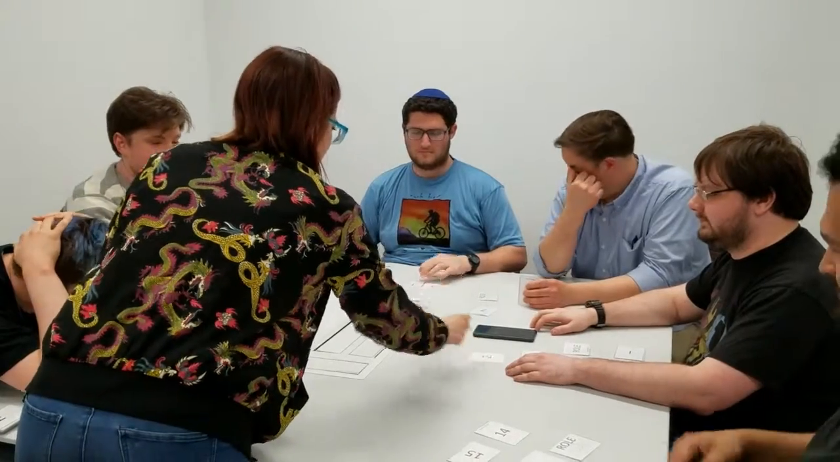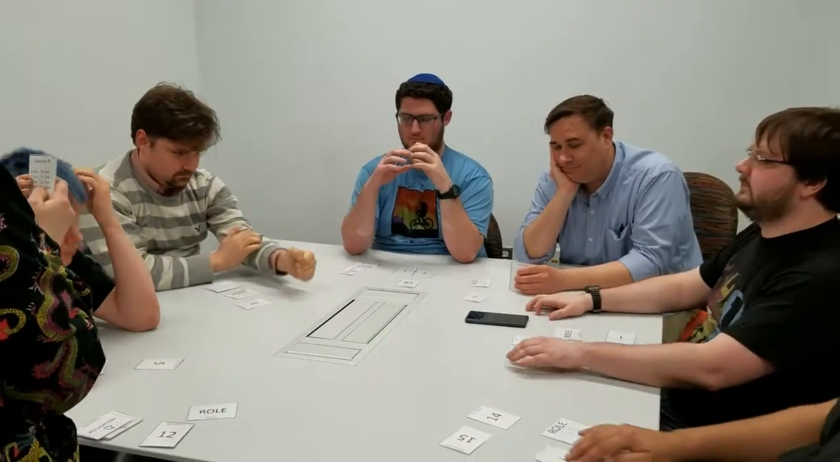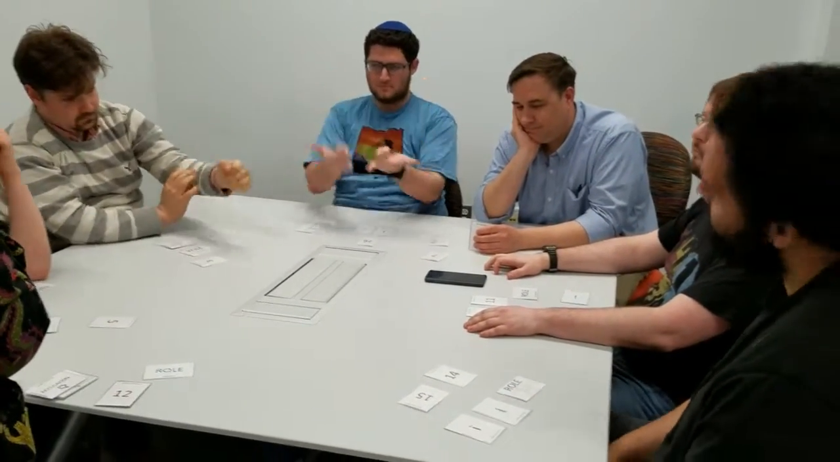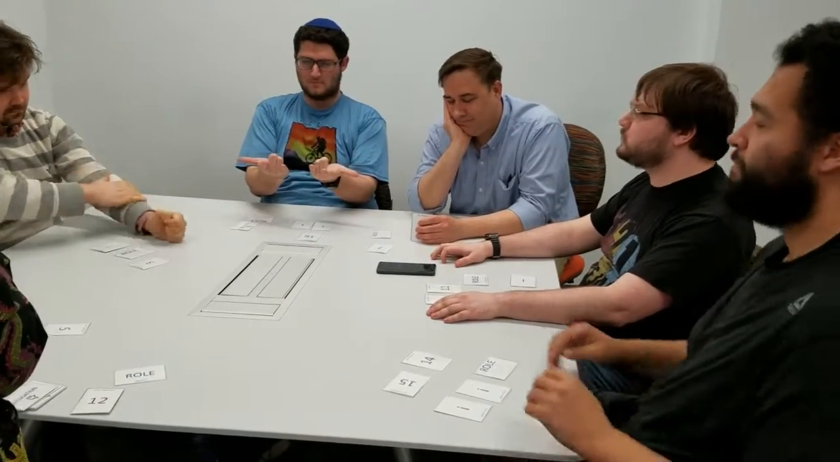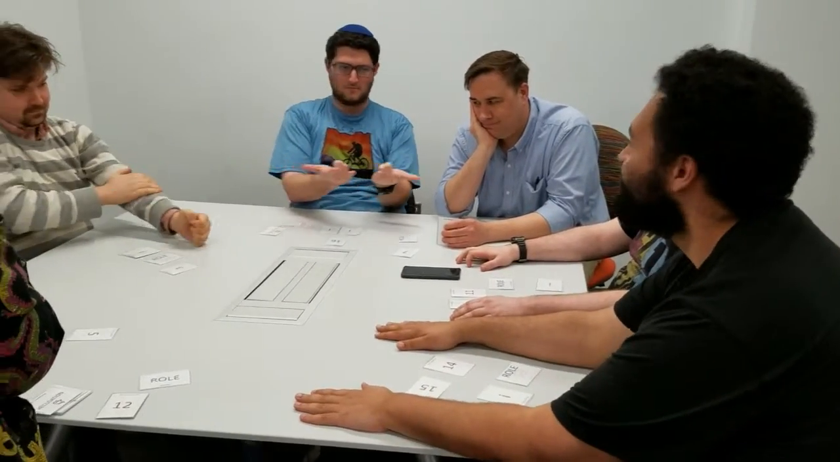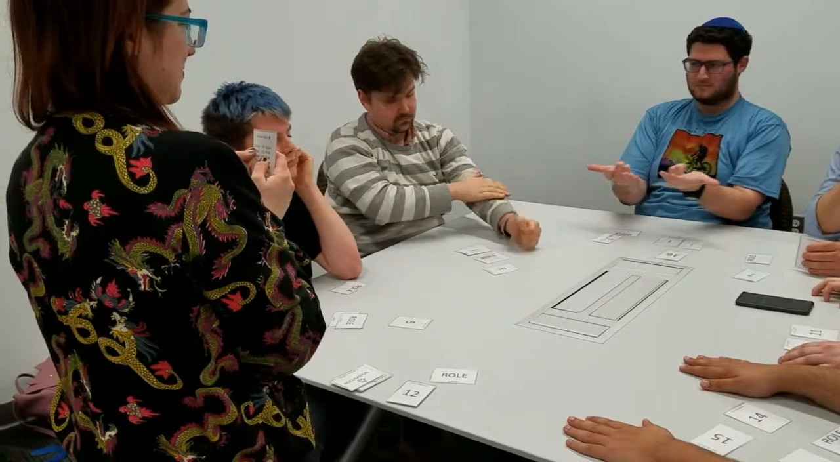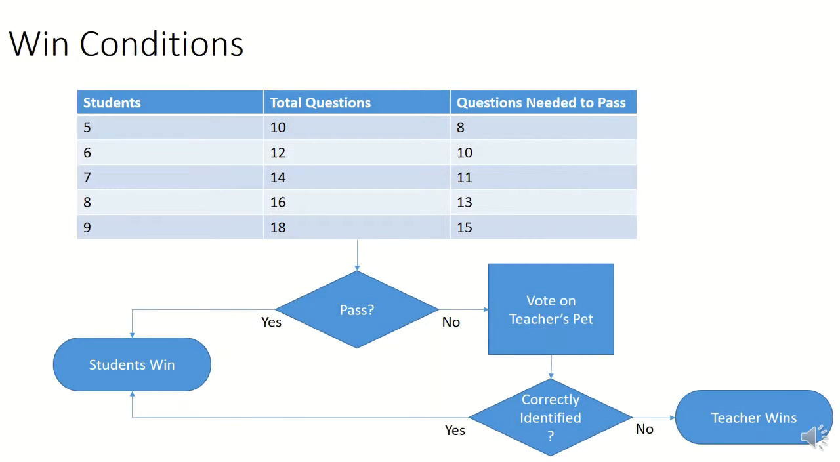In this way, the teacher's pet has plenty of opportunities to sabotage the class or pass information to the teacher, but they have to be very careful not to do this in a way that throws suspicion on them. Usually the game's very close, with the students being within one question of the threshold one way or the other, leading to a very tense endgame situation.